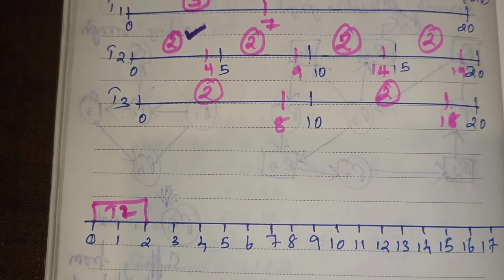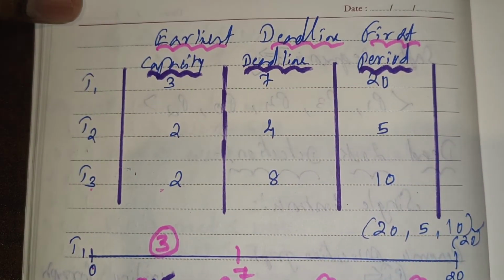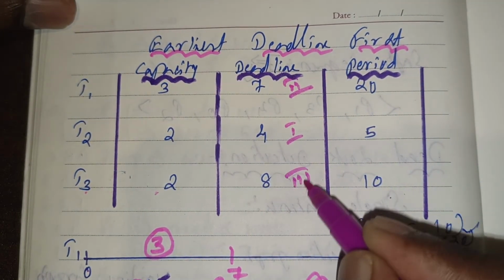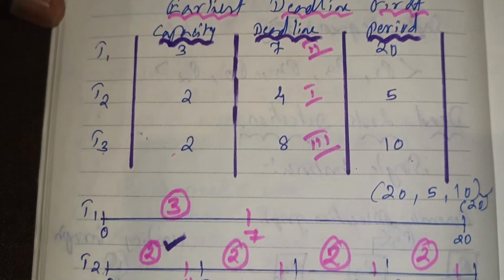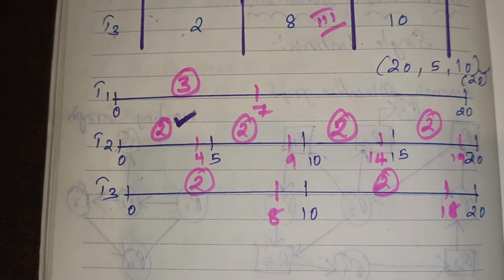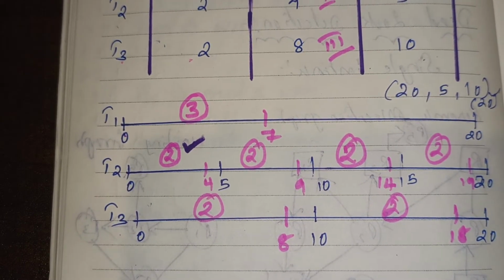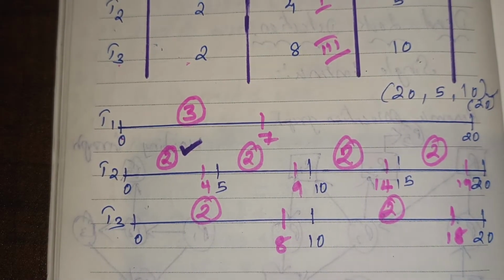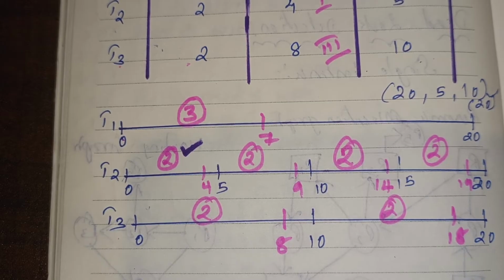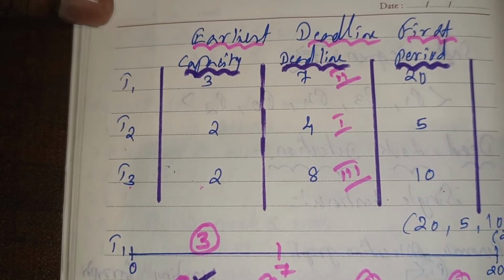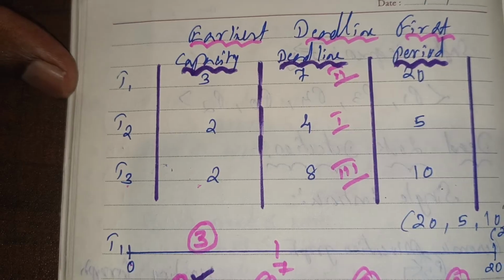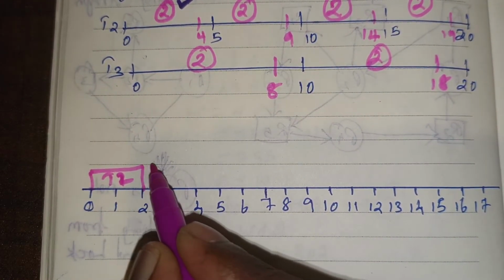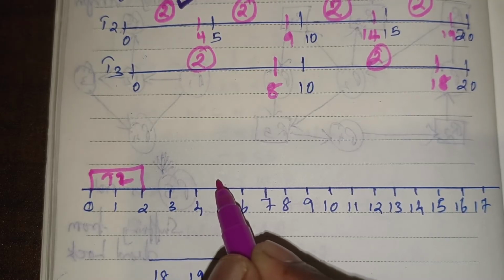So the next task is, as you all know, we have checked this as first, this as second, and this as third. So based on the deadline, we have allocated this. So the next task is, we are going to select T1 because its deadline is 7, right? You can check it. Now T1 is executing for how many units? What is the capacity? It is 3. So here you can check it. We are going to travel from 2, 3, 4 and 5.